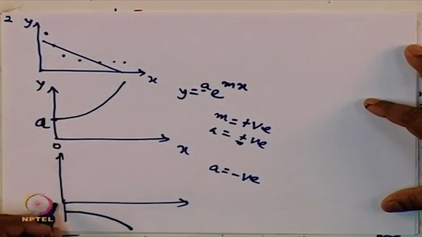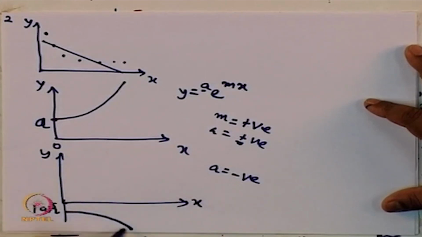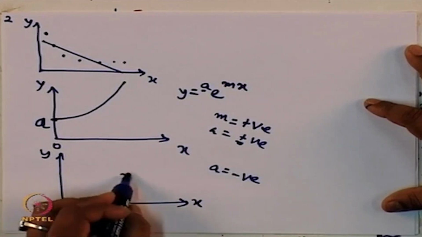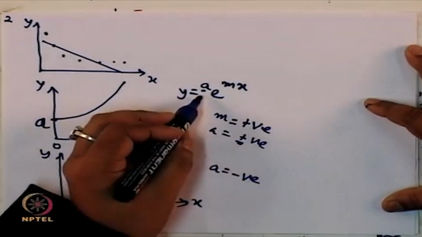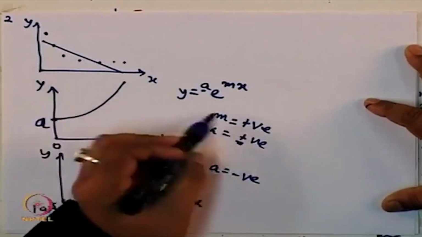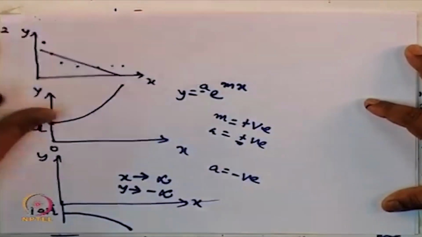So in this case when a is negative, this is your magnitude of a or mod a. This is just a; mod a is the same as a. So in this case your curve will go, as x tends to infinity, y tends to minus infinity, because a is negative. So of course we have these curves when m is positive, but let us say the more interesting thing for many biological phenomena is when m is negative.